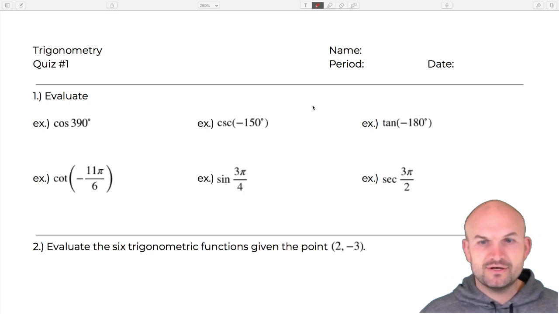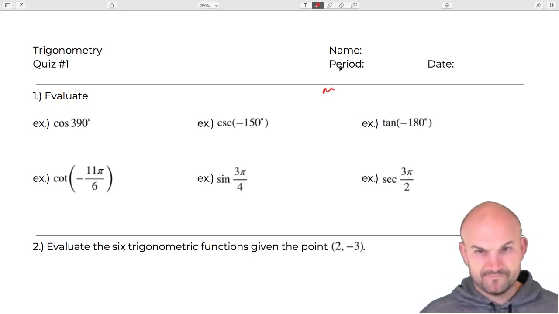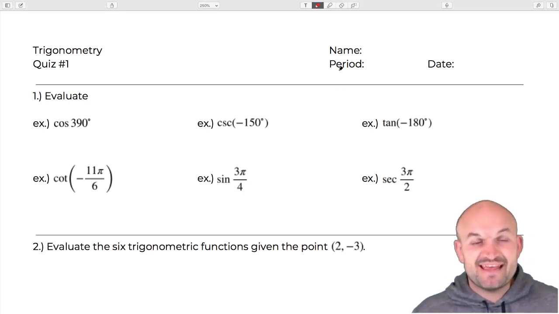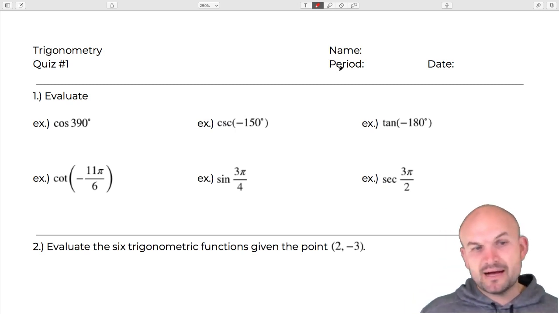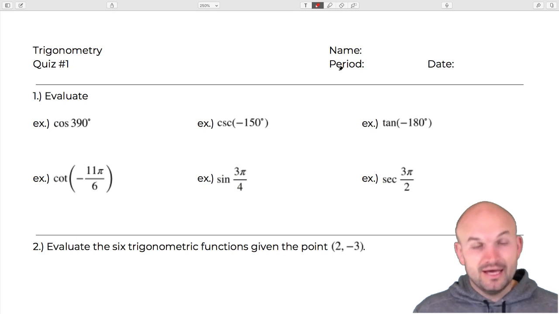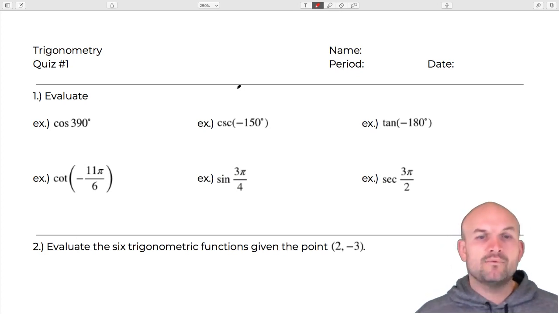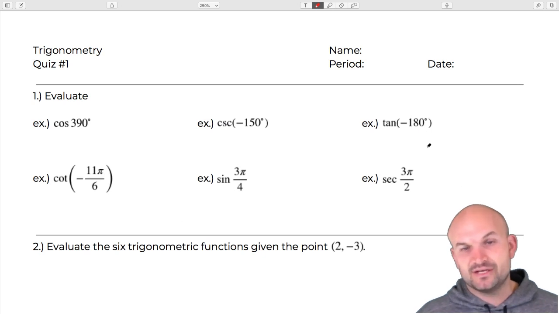All right, so let's go ahead and get started here. In the first example, we're just evaluating. I told my students when we're doing these problems, I want to see the angle, I want to see the reference angle, and I want to see the point that you're using. Now, remember that we're evaluating these angles.